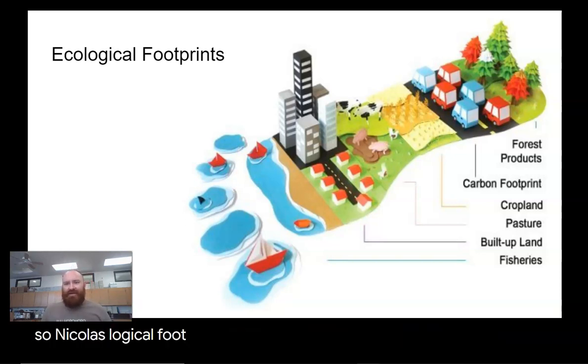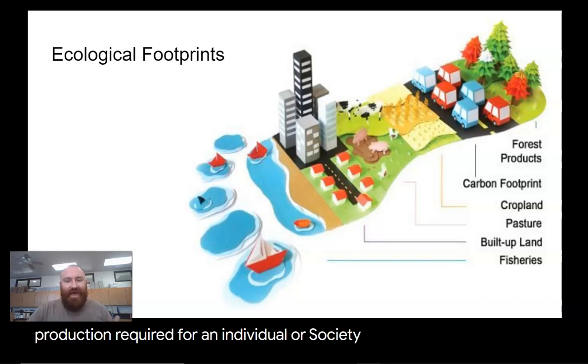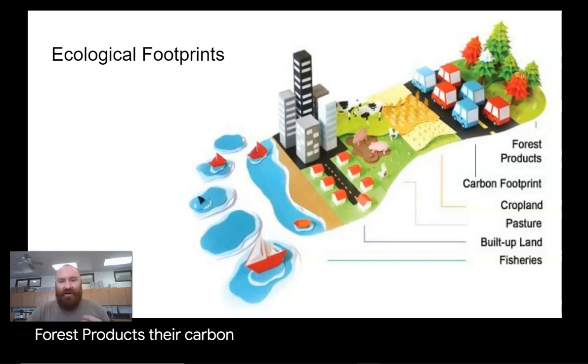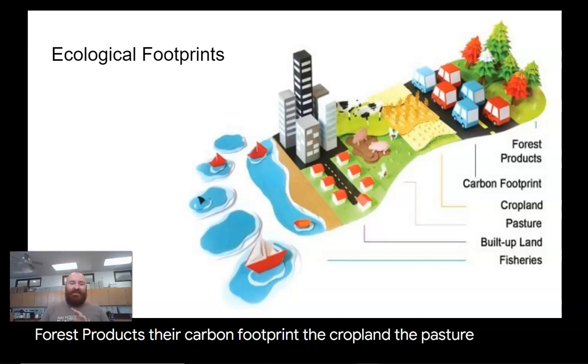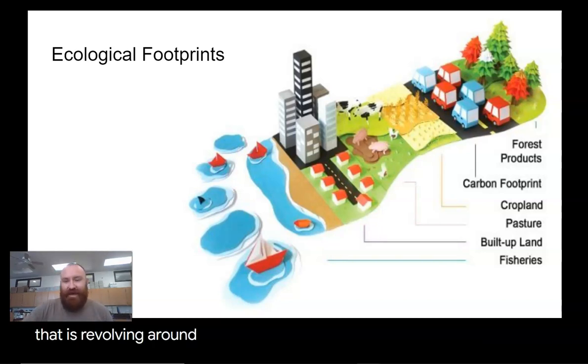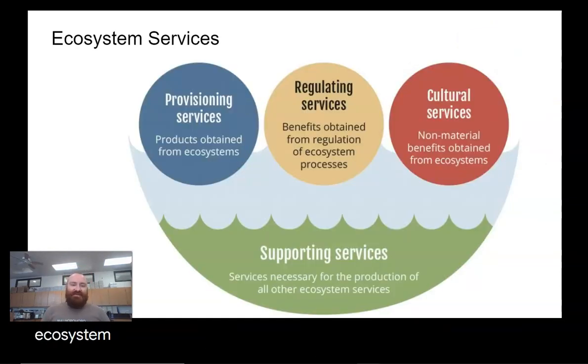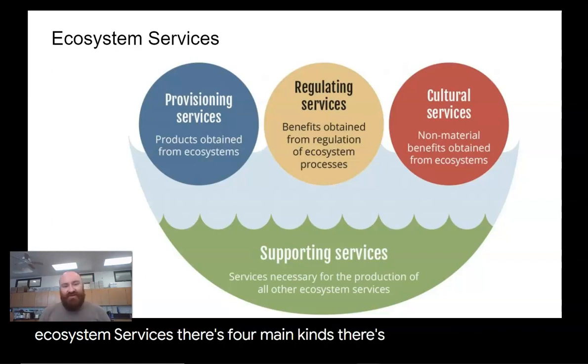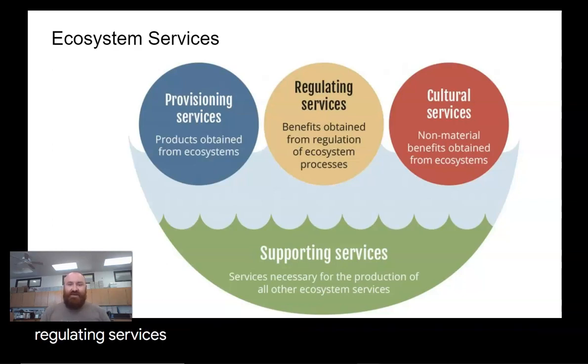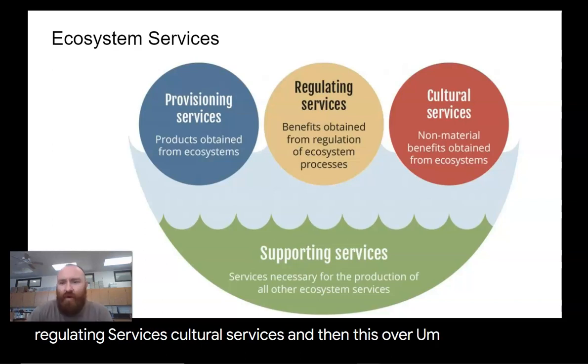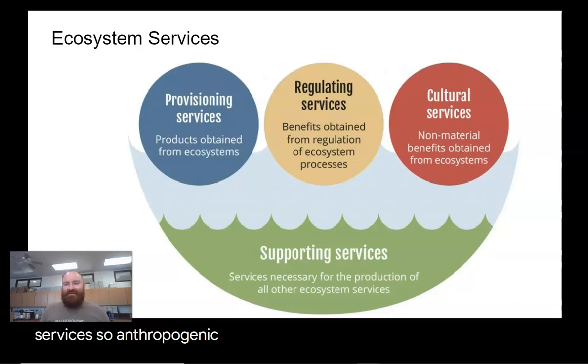So an ecological footprint compares resource demands and waste production required for an individual or a society. So everything from the forest products, the carbon footprint, the cropland, the pasture, everything that is revolving around sustaining that person or that society. People use ecosystem services. There's 4 main kinds. There's provisioning services, regulating services, cultural services, and then this overall one that supports all of those, known as supporting services. So anthropogenic activities can disrupt ecosystem services, potentially resulting in economic and ecological consequences.